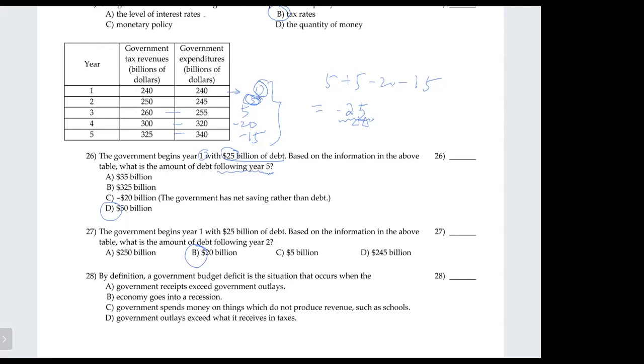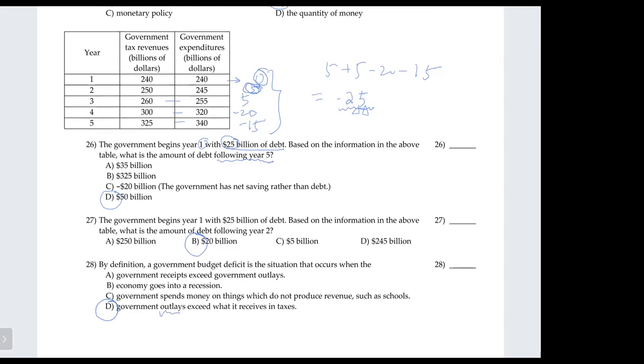So 28, by definition, a government budget deficit is the situation that occurs when, okay, so this is the definition, right? So just go to D directly. Government outlay exceeds what it receives in tax. What is outlay? Just government expenditure. Okay, so this is 28.